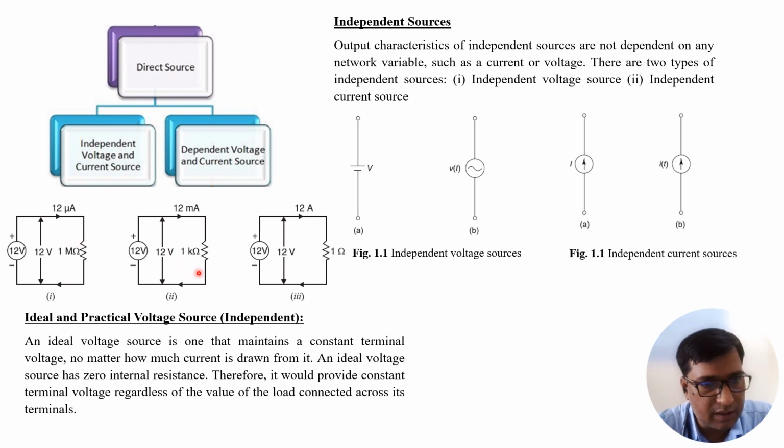If we connect a 1 kilo ohm, the current is in milliamperes. And if we connect 1 ohm, the current is 12 amperes. It means we can change the current demand, but the voltage across the terminal will still be constant. That is a property of an ideal voltage source. An ideal voltage source will have a constant voltage across its terminal, irrespective of the current supplied through its terminal.